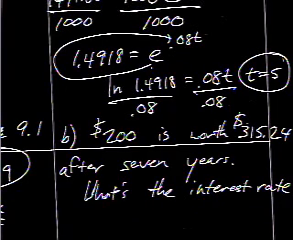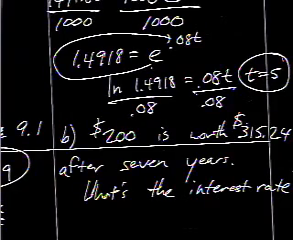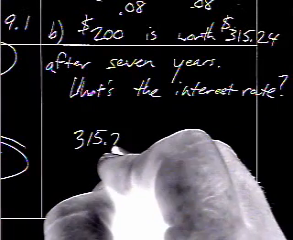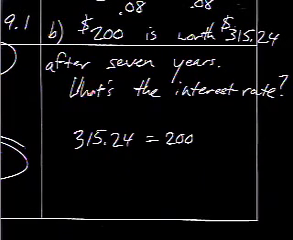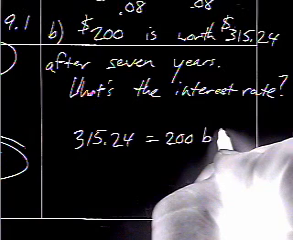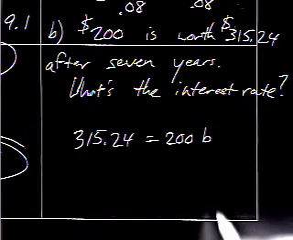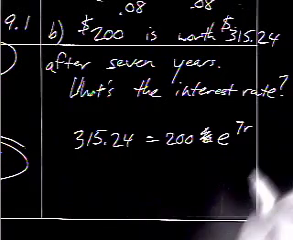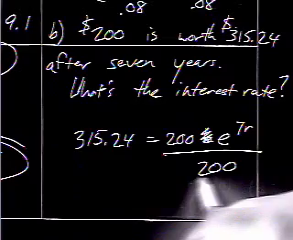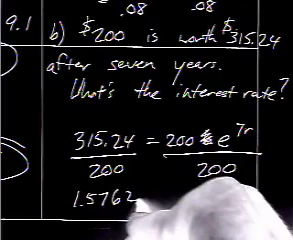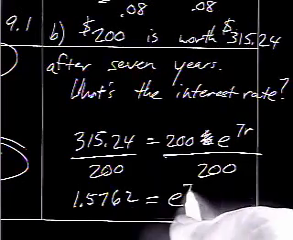Now, suppose we had invested $200 and today it's worth $315.24 after 7 years. What's the interest rate that I've been earning? Sorry. Also the Pert formula. So the first thing I want to do is divide out the 200. That leaves me with 1.5762 equals e to the 7r.